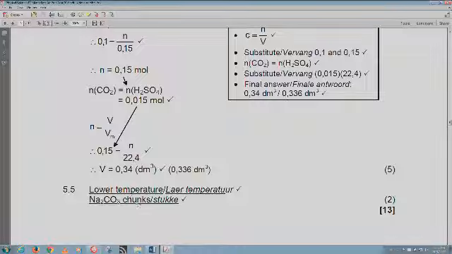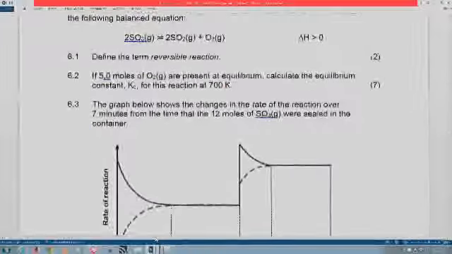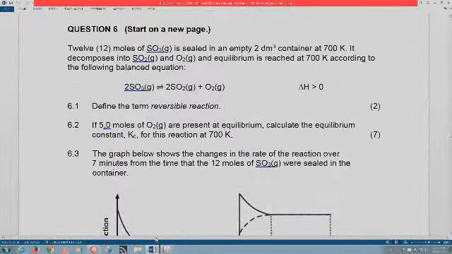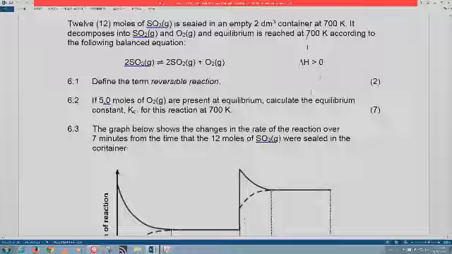Now, let us move to question 6. In question 6, 12 moles of sulfur trioxide gas is sealed in an empty 2 cubic decimeter container at 700 Kelvin. It decomposes into sulfur dioxide gas and oxygen gas, and equilibrium is reached at 700 Kelvin according to the following balanced equation. The balanced equation is given and the forward reaction is endothermic. Define the term reversible reaction for 2 marks.